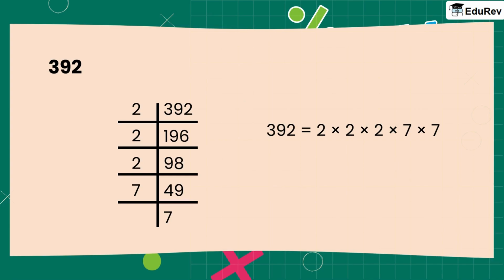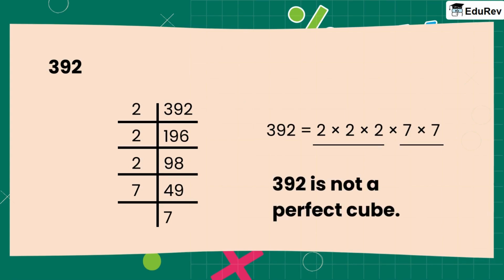Is it a perfect cube? Let's check. The first factor, 2. How many 2s are there? Yes, there are 3 in number. So, it passes the criteria. The second factor, 7. How many 7s are there? Yes, there are 2 in number. So, it fails the criteria. This implies 392 is not a perfect cube.